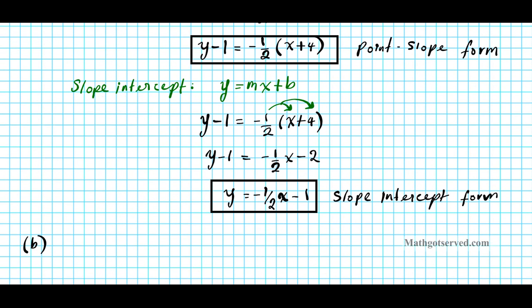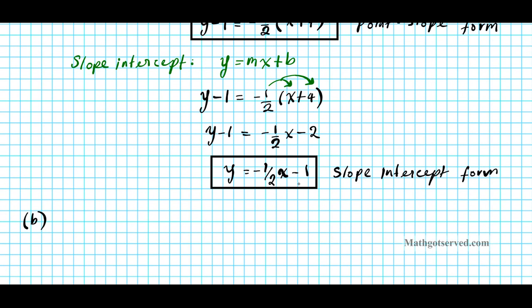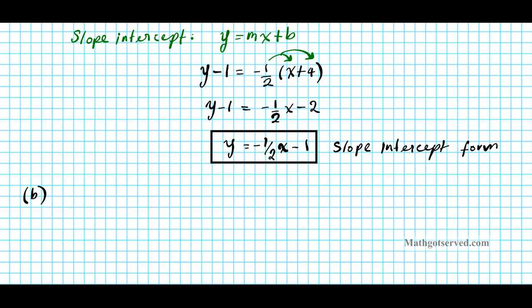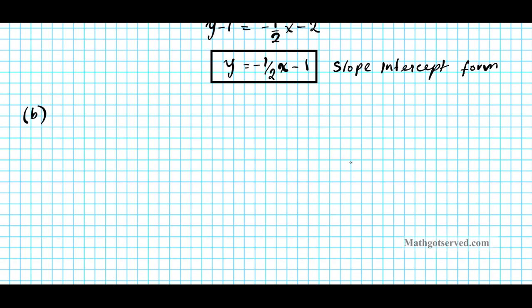We have two choices here. It's easier to graph the slope-intercept form because we can easily graph the intercept and apply the slope to get the next point, and then we graph our line, okay? So I'm going to be using the slope-intercept form to generate the graph of my equation. So y equals negative 1 half x minus 1. We want to draw the graph here.